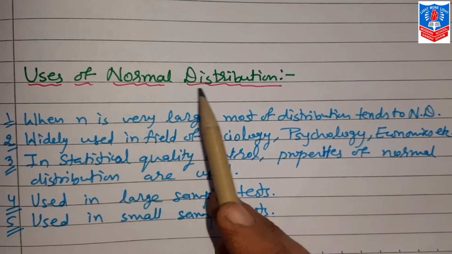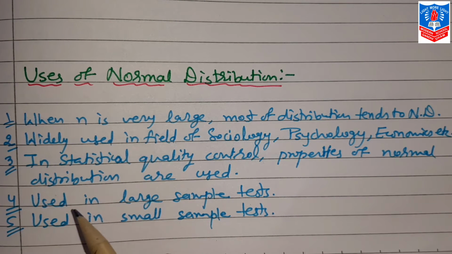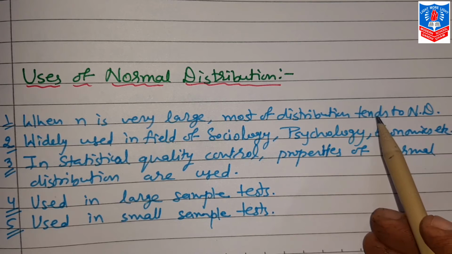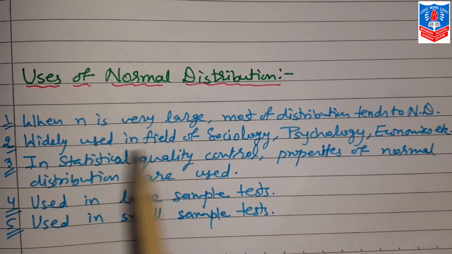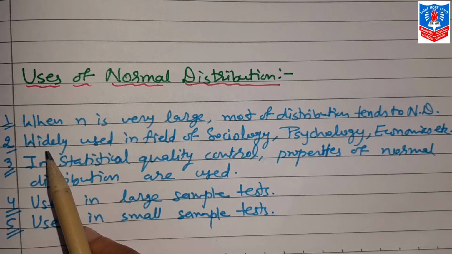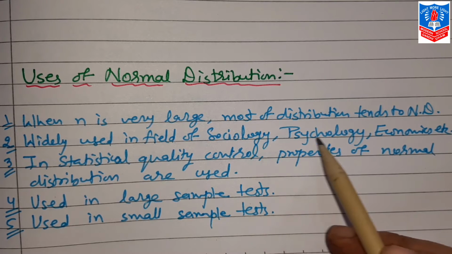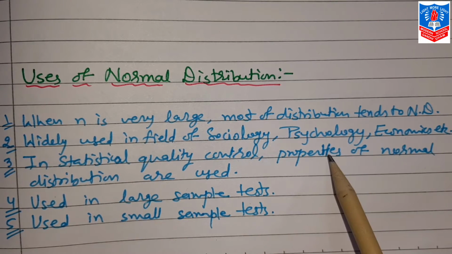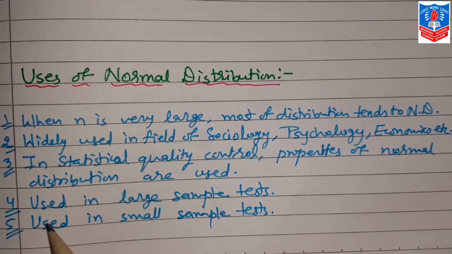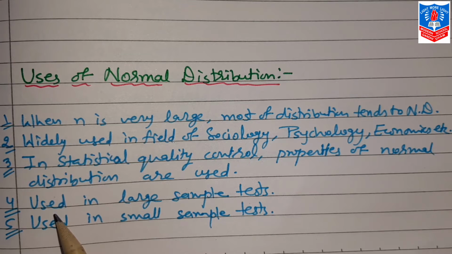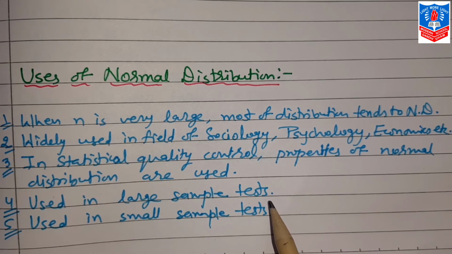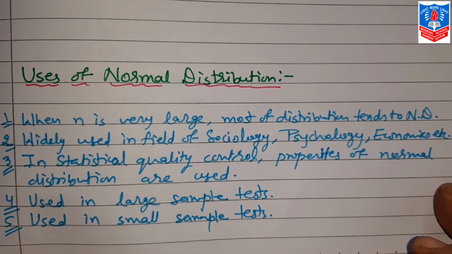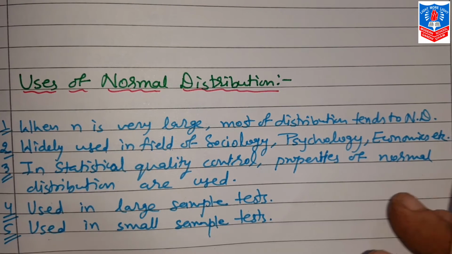Next topic, that is uses of normal distribution. 5 uses, again remember 4. Now first in that, when n is very large, most of the distributions in statistics tend to normal distribution. Second use, this normal distribution is widely used in the field of sociology, psychology, economics, etc. Third, in statistical quality control, properties of normal distribution are used. Fourth, normal distribution is used in large sample tests. And the last one is that it is used even in small sample tests. So this way 5 uses are there of this normal distribution.